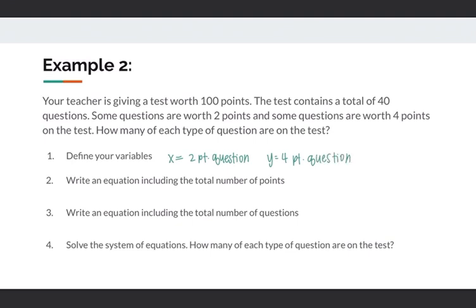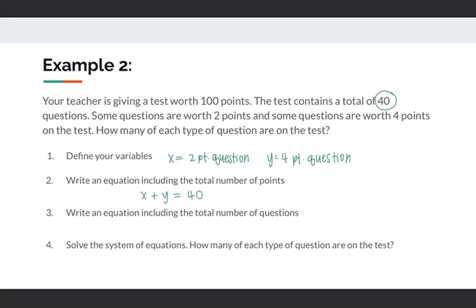Okay, so now we're going to write an equation that includes the total number of points. So we know from our story problem that there was a total of 40 questions. So there has to be some amount of 2-point questions and some amount of 4-point questions, and that's going to give us a total of 40.